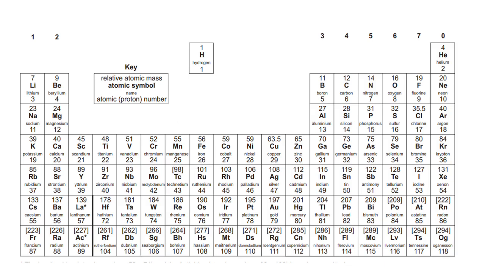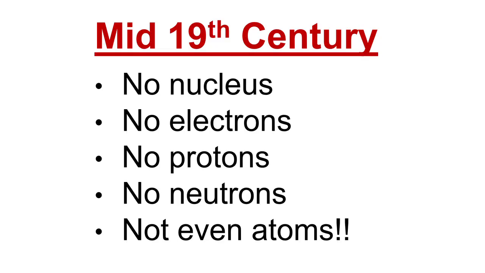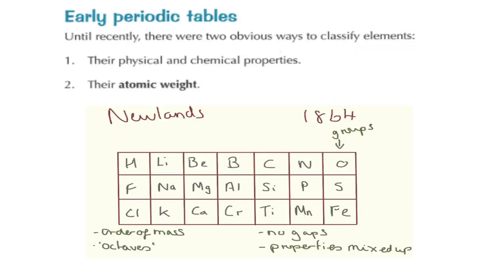We're going to see how we got there, but we start off in the mid-19th century. They didn't know about the nucleus, they didn't know about electrons, no protons, no neutrons, not even the concept of atoms was fully believed by scientists. So, here's the first attempt by this guy called Newlands, this law of octaves, where every eighth element was similar. There were a lot of mistakes, and it was arranged in order of atomic weight.